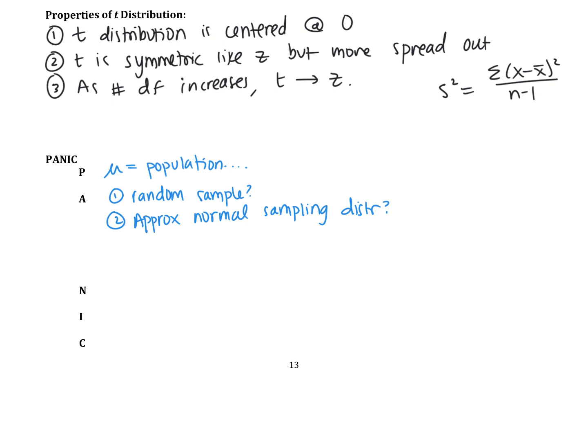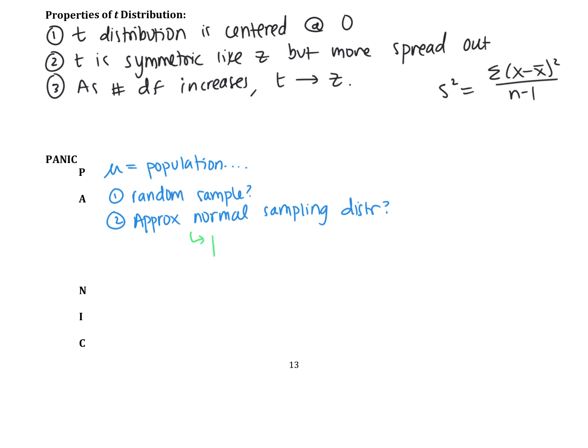Question, comment? Can you just write large sample? No. And here's why. For proportion, you can. The question was, can you write large sample? Proportion, you can. Mean, you can't. Because there's more than one way to check this. There are 3 different ways to check that you have an approximately normal sampling distribution.